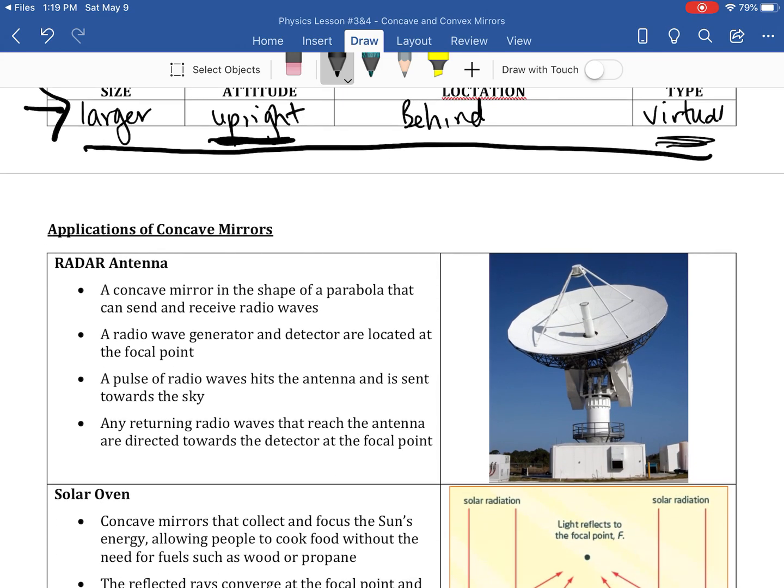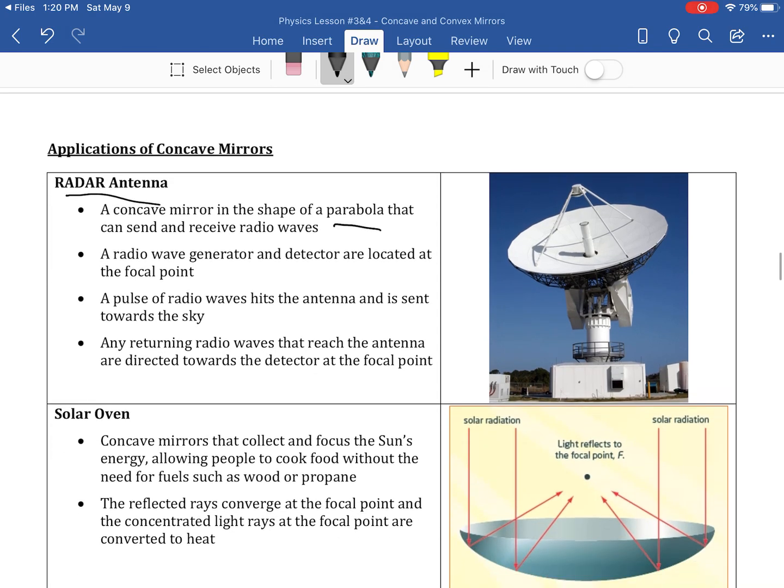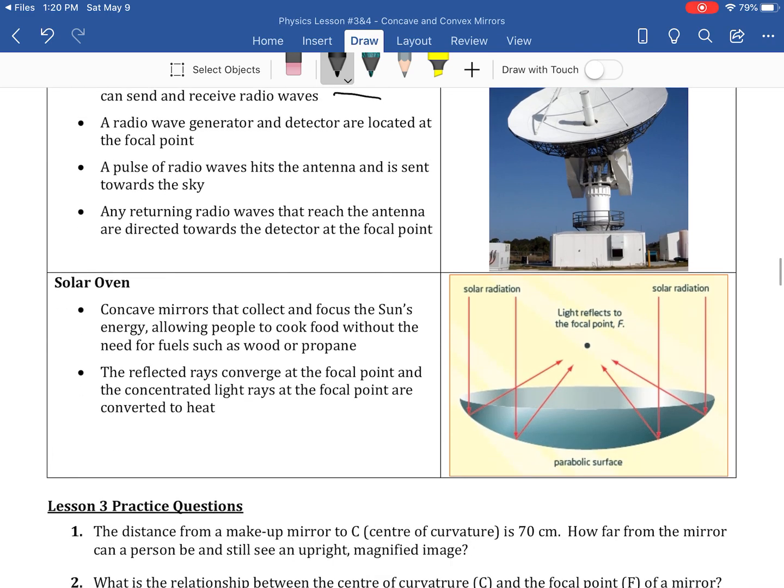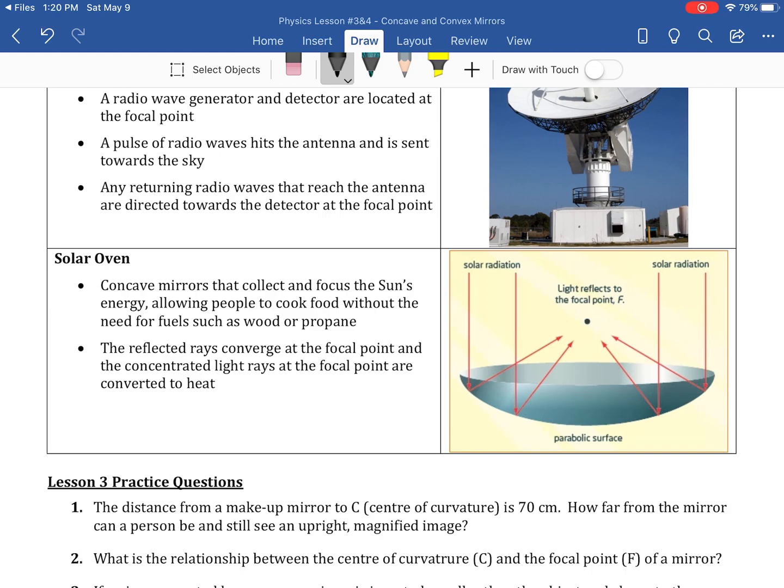Let's take one last look at applications of concave mirrors. So where do we see concave mirrors in real life? A concave mirror in the shape of a parabola that can send and receive radio waves is a radar antenna. A radio wave generator or detector is located at the focal point. A pulse of radio waves hits the antenna and is sent towards the sky. Any returning radio waves that reach the antenna are directed towards the detector at the focal point.